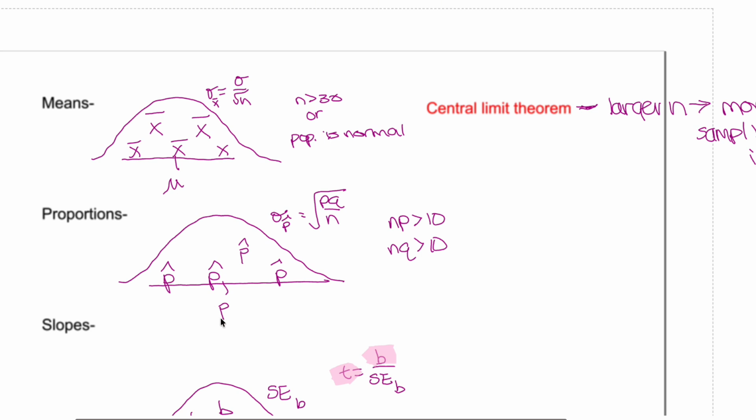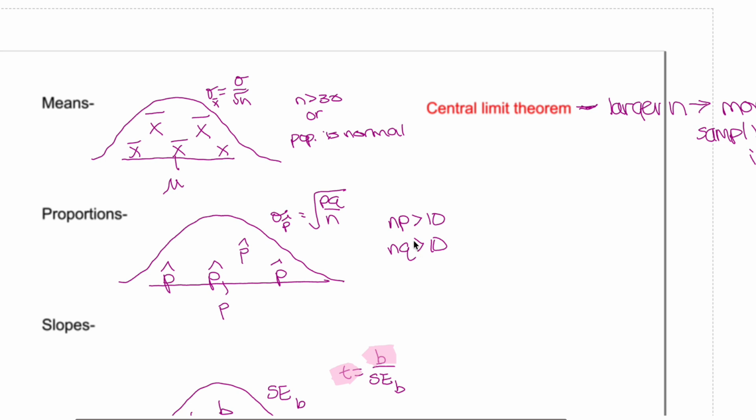Proportion, same thing. The mean is the same as the population's proportion, and it's made up of a bunch of p hats. Also, the standard deviation is the square root of pq divided by n. q is 1 minus p. And you have to make sure that np is greater than 10 and nq is greater than 10.